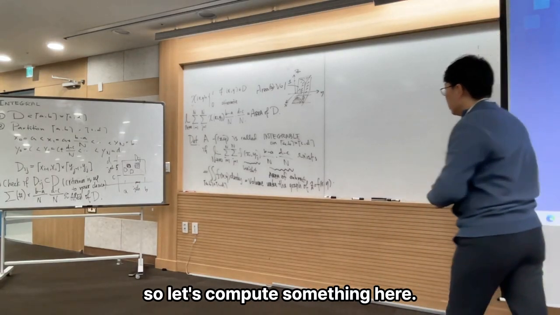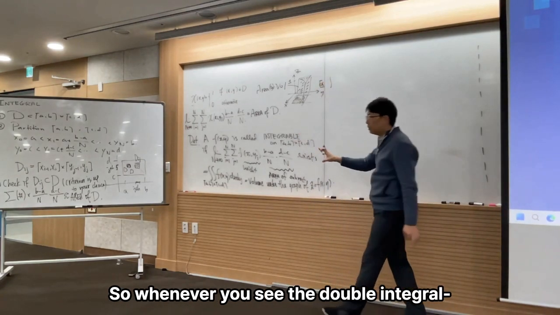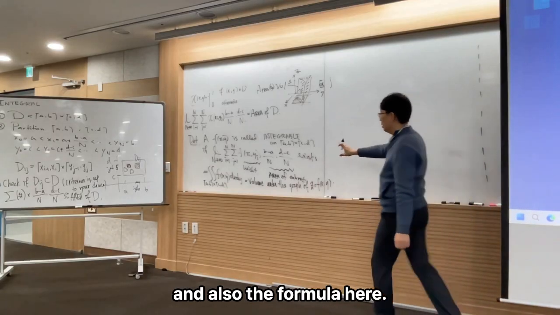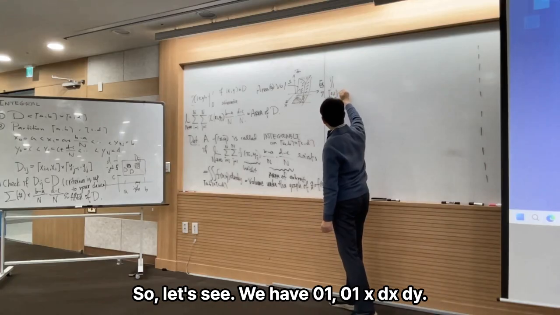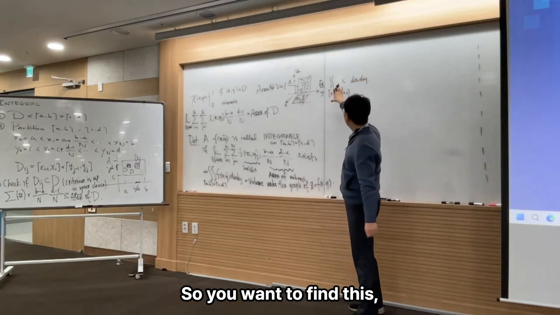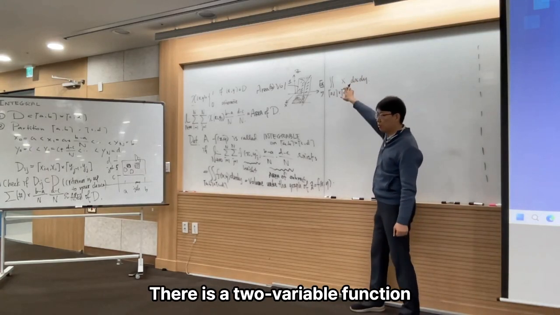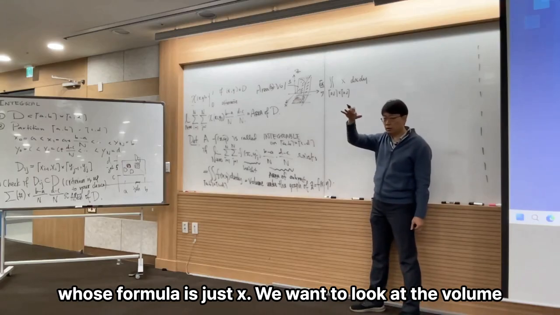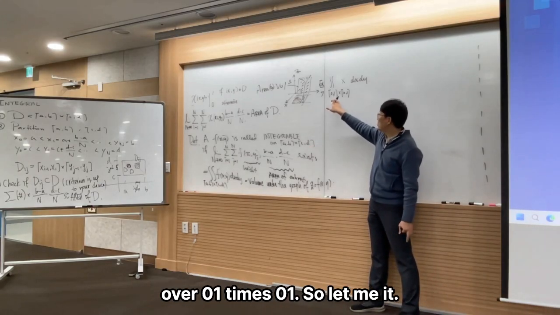Okay, so let's compute something here. Let's look at the examples. Whenever you see the double integral, think about the meaning and also the formula. So let's see, we have the integral from 0 to 1 and 0 to 1 of x dx dy. We want to find this, and what is the meaning of this? There is a two-variable function whose formula is just x. We want to look at the volume under the graph of that function over [0,1] times [0,1].